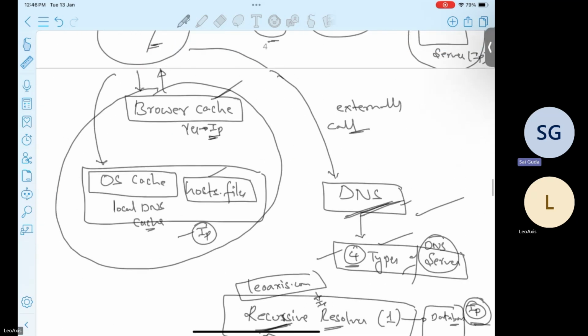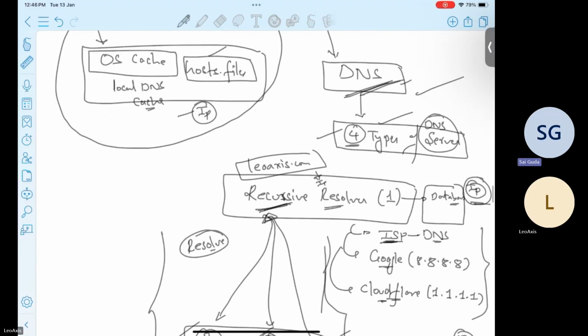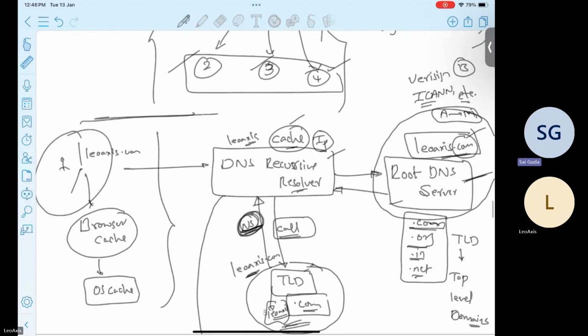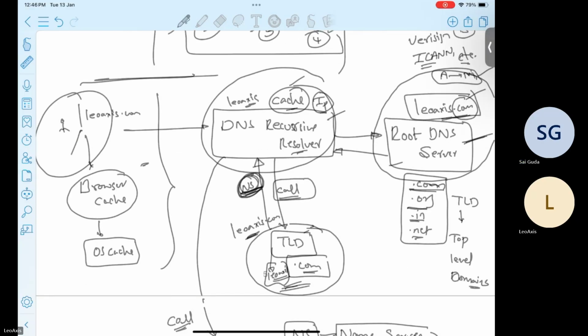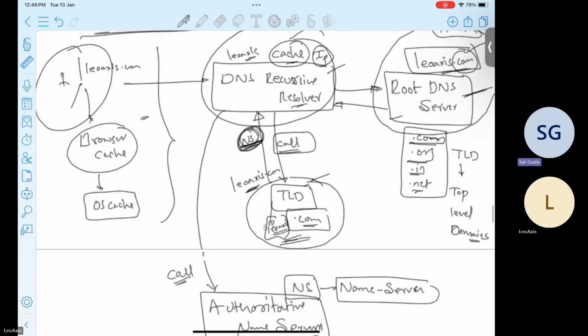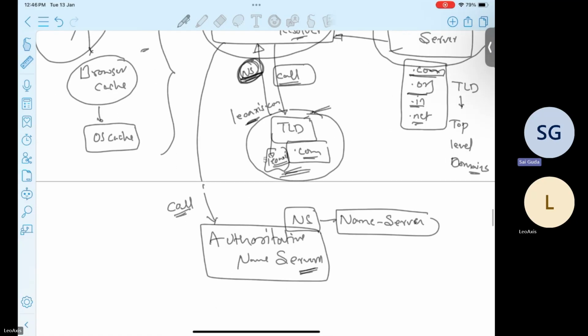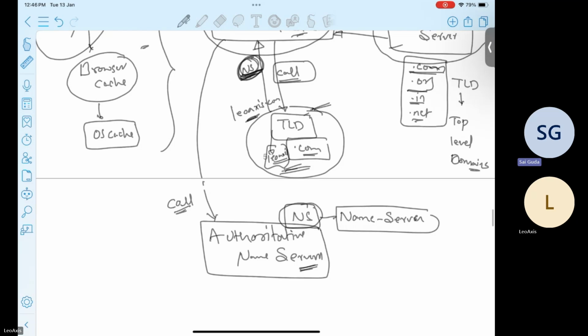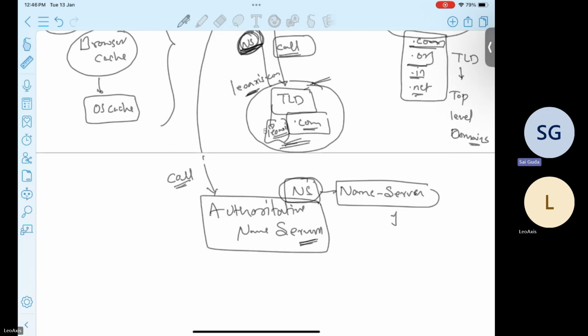In this DNS system, we have four types of DNS servers. One is the recursive resolver, which acts as an intermediary between the client and the remaining DNS servers, working on our behalf to resolve the domain name into the respective IP address. Initially, it calls the root DNS server. From there, it calls the respective TLD server. From there, it calls the respective name servers, known as authoritative name servers, where the information of the domain name is actually stored.